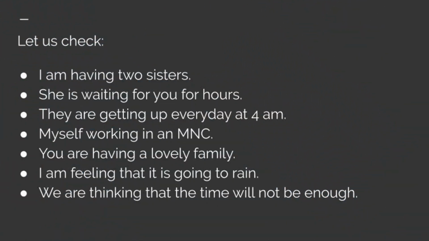Let us check the next slide, which is going to check what we have learned. I'm having two sisters. We have heard this sentence used very often. You remember the rule? In present continuous, there are some verbs which we do not use, and having comes under the non-action verbs. So instead of saying I'm having two sisters, what is the right one?